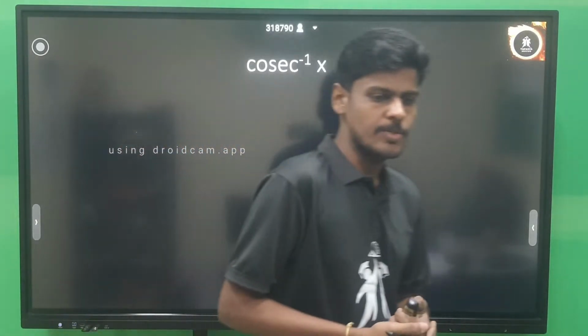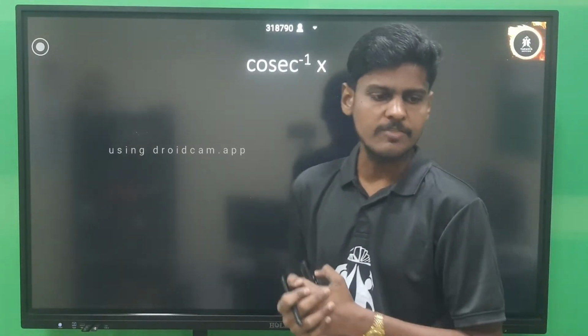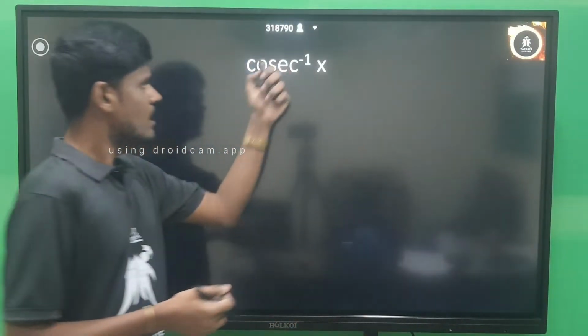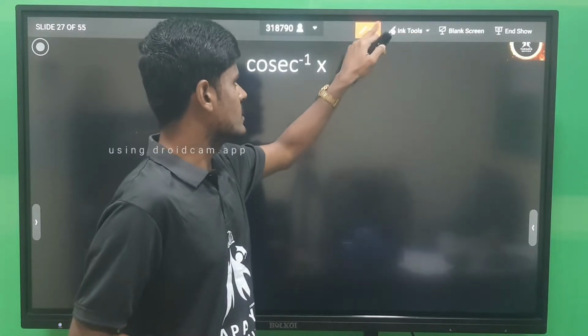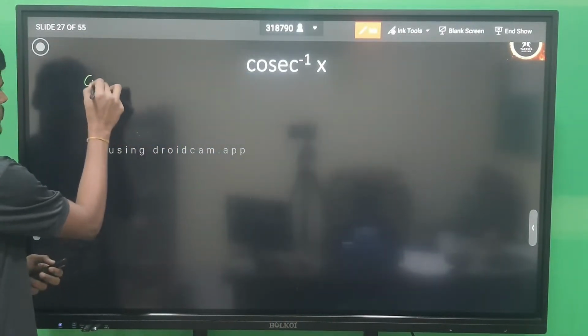Next graph is cosecant inverse x. The next inverse function is cosecant. This is the last function in inverse trigonometry. How to draw a graph of cosecant inverse, students? It is similar to previous cases. First we will draw the graph of cosecant x.